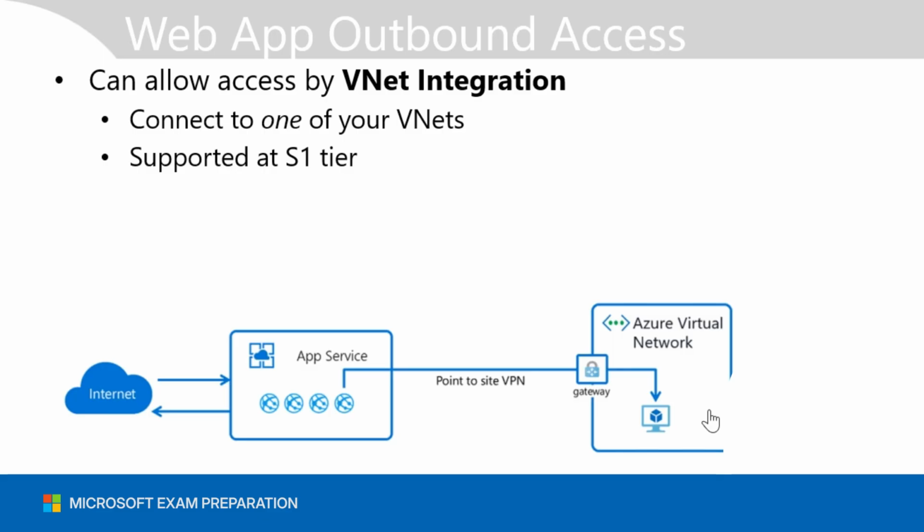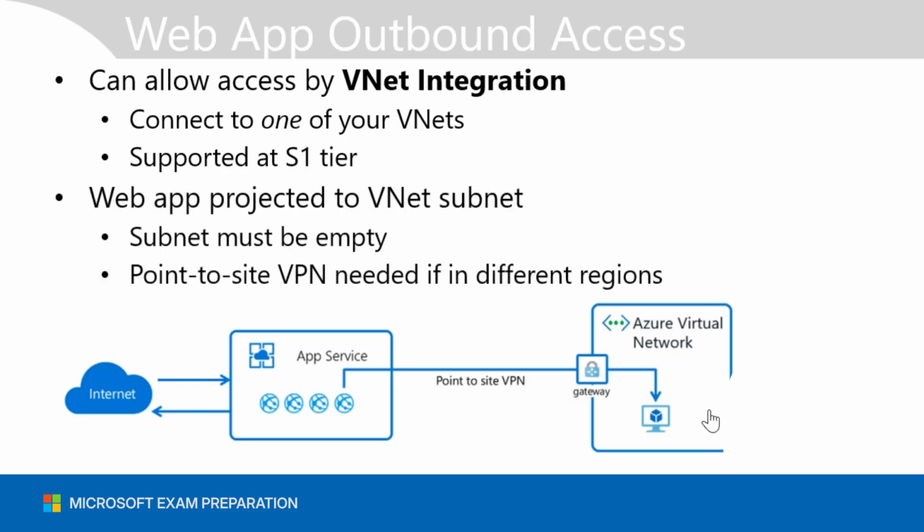The way you do that is you set up access to identify a particular VNet. It's supported at the S1 tier and above, so standard tier and premium tier. Essentially, your web app is projected to the VNet subnet, and then it can see by private IP things it needs to talk to. When you set it up, you must first create it on an empty subnet on that VNet, so nothing else lives on that subnet. And then if the VNet is in a different region than your app service, you have to have a point-to-site VPN set up.